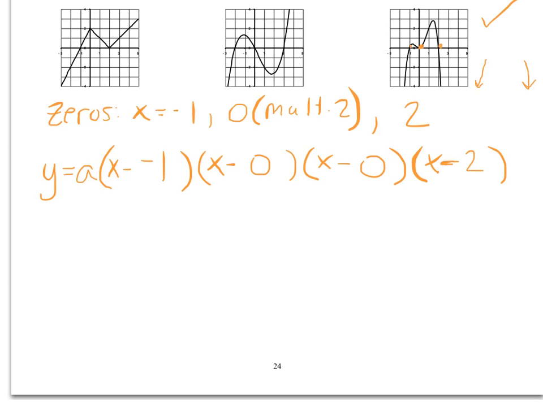Alright, so to figure out what a is, I just have to pick any other point on the graph that goes through a nice grid point. Maybe this one here at (1, 2). So replace y with a 2 and x with a 1.